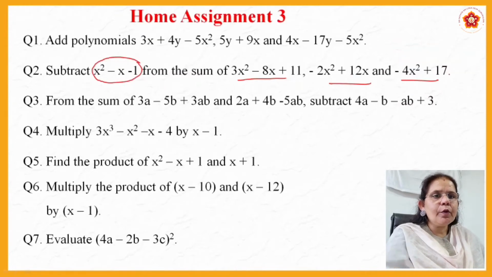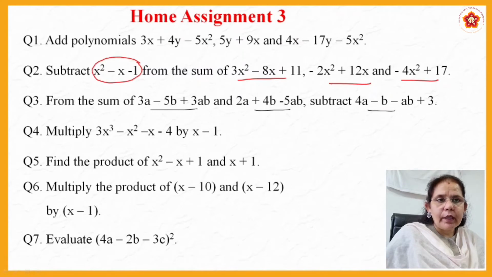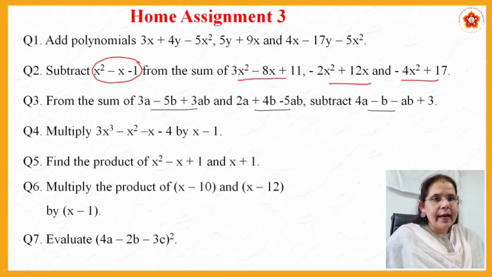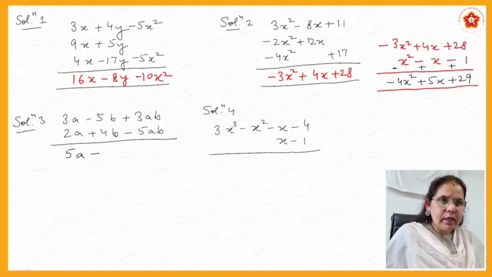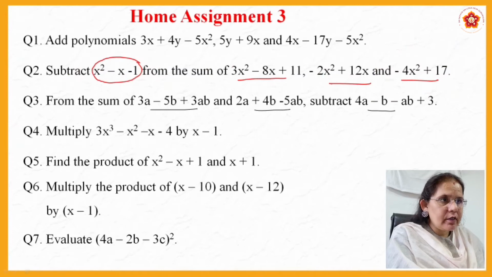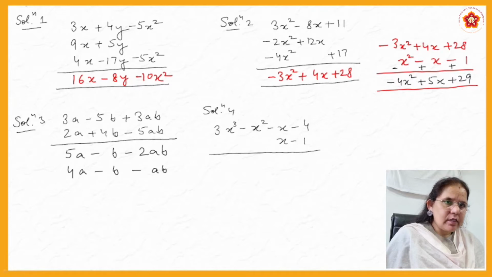In question number 3, from the sum of these 2 polynomials, we have to subtract the third polynomial. So first, we need to add these 2 polynomials. I have already put them in column such that like terms are together. Add them, we will get 5a minus b minus 2ab. From here, we have to subtract the third polynomial, 4a minus b minus ab plus 3. Let me write it. 4a minus b minus ab plus 3.